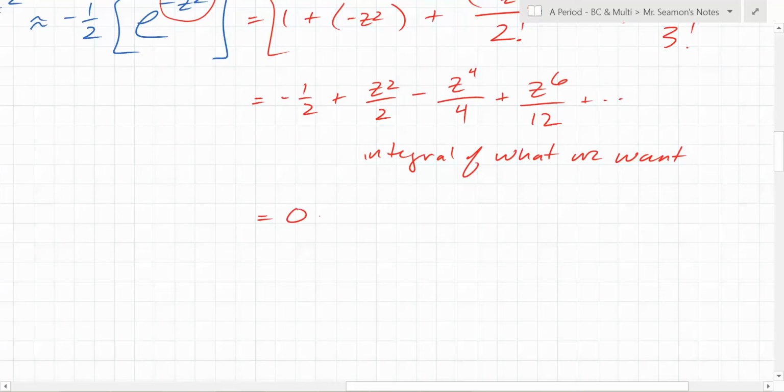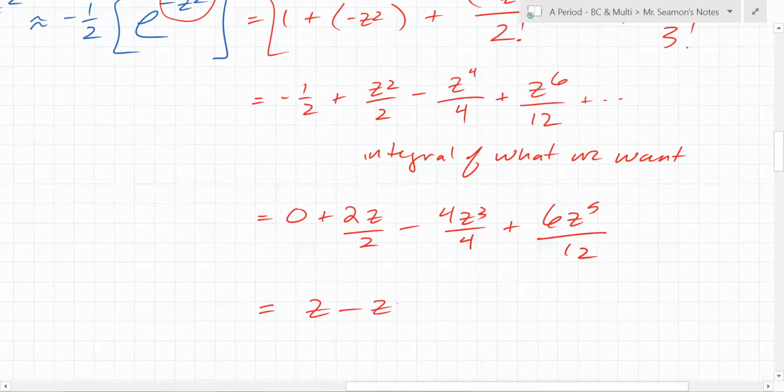What's it going to be? 0 plus 2z over 2 minus 4z cubed over 4 plus 6z to the 5th over 12 equals z minus z cubed plus z to the 5th over what? 2. Now, unfortunately, what did this question ask us for as a final answer? The first how many terms? 4. Did we just lose one of our terms?